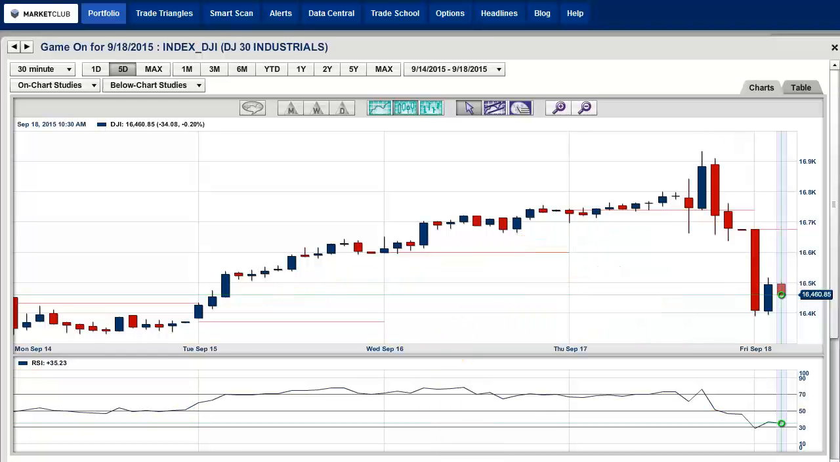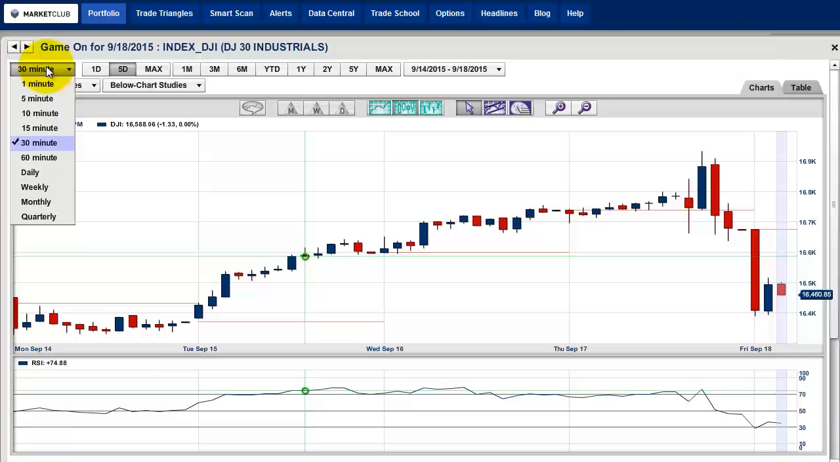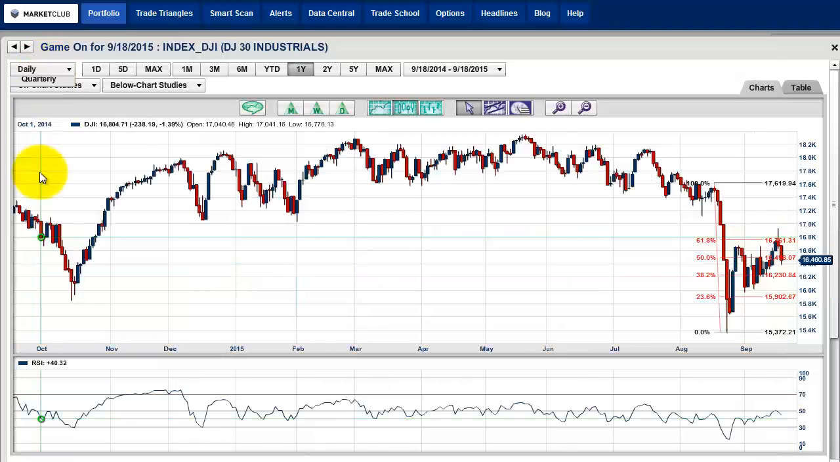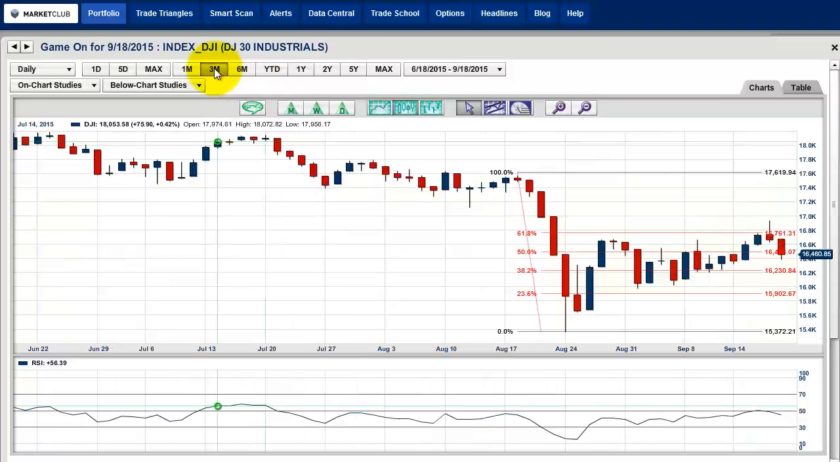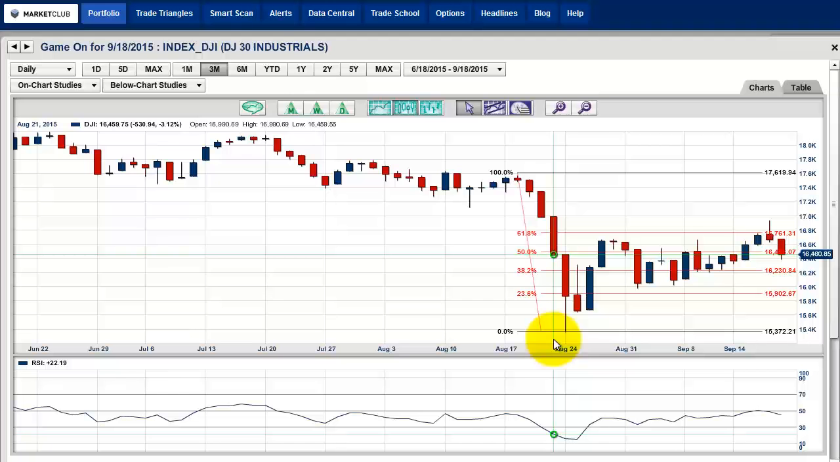Let's clear the screen and take a look at a daily chart. Easiest to do with MarketClub, just pull down to daily, click, and I'm going to go to 3 months. Now I've already drawn in the Fibonacci, which we had drawn in on I think Tuesday or Wednesday of this week, and you can see exactly what we were looking at in terms of what we thought was going to happen. Now here we have the RSI, remember the RSI? There's the resistance coming in at 50. Remember that was support, now it's resistance.